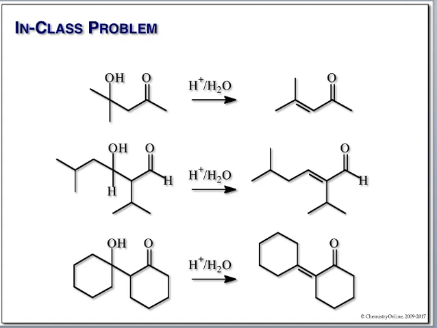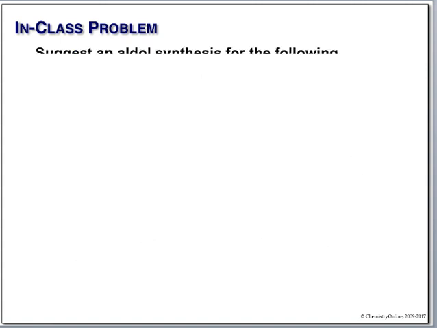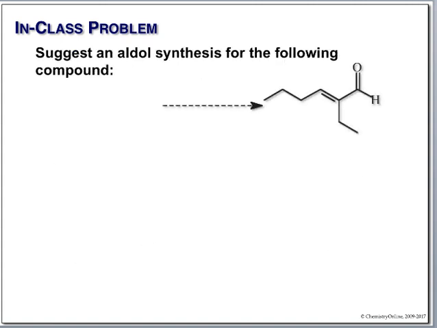All right, let's do one backwards. Here we have some compound. It was made by an aldol synthesis followed by dehydration. You need to tell me the aldehyde that was used for this reaction. Now this is actually really simple. You look at it and say, this is an alpha-beta unsaturated compound.